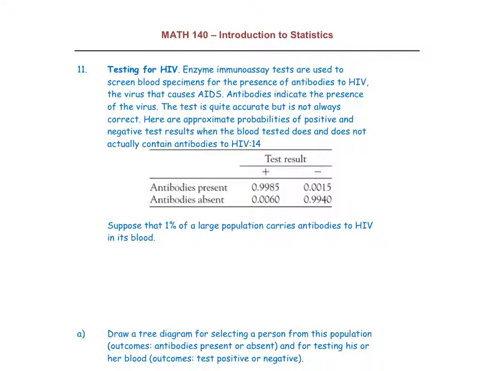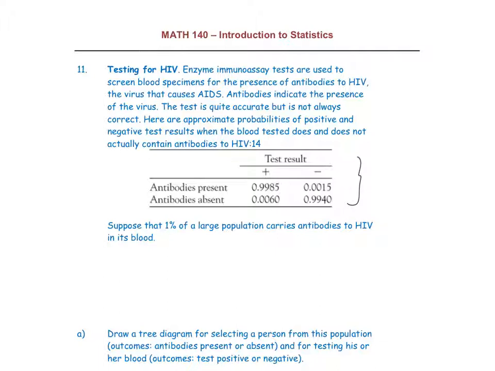The information given in this problem is related to a test for HIV. We can assume that the table here summarizes the results of the test for a group that contains people that we know have the virus and people that we know do not have the virus.